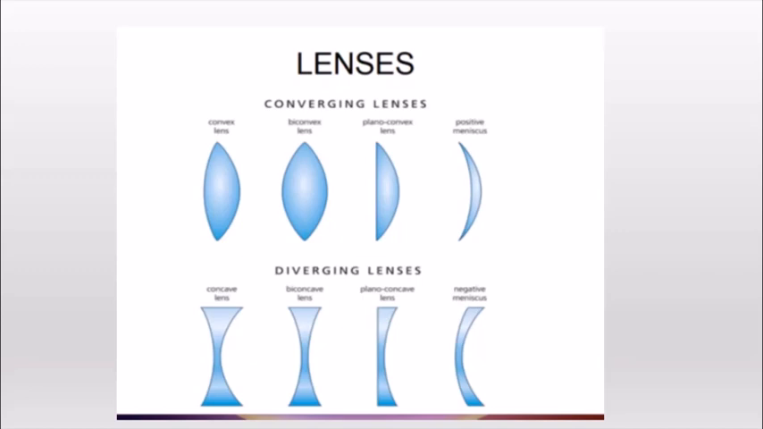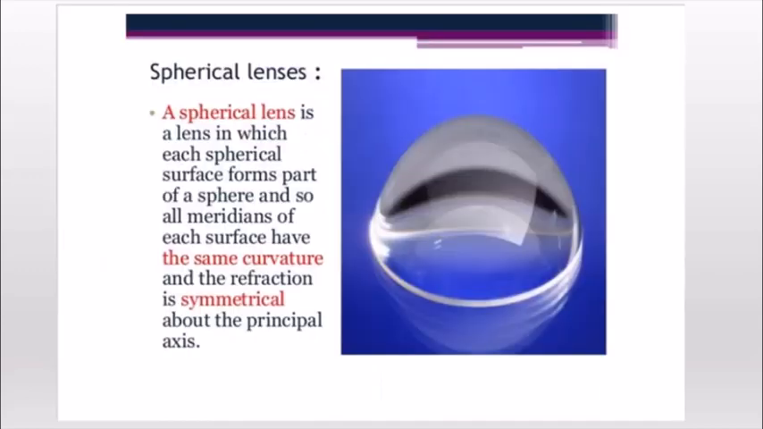Now the lens with both surfaces spherical on the inside is called a concave or a double concave lens, and this lens is thinner at the center as compared to its edges. Let us learn more about these lenses. So we saw the different types of lenses.